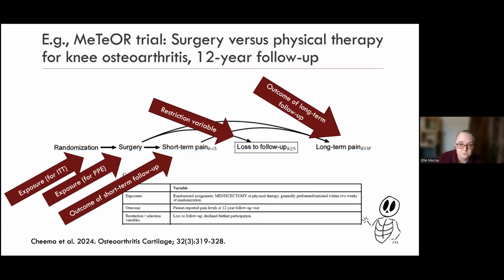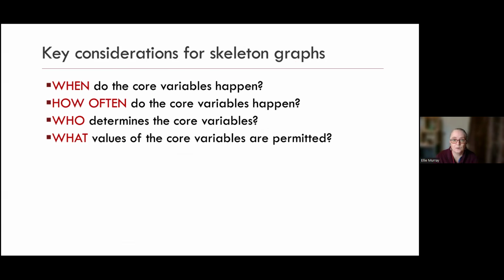So when we're thinking about the skeleton graphs, what we want to focus on is, what are those core variables? When do they happen? How often do they happen? So do we need to be including them with multiple time points or just a single time point?